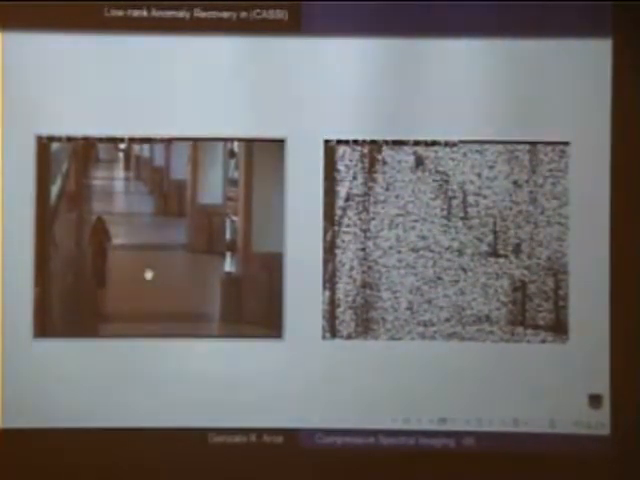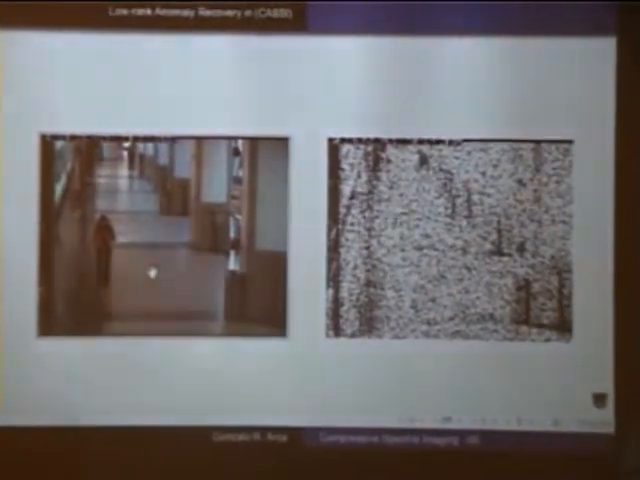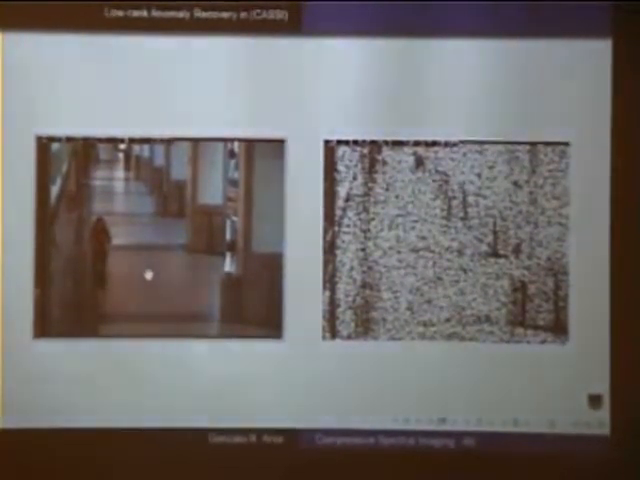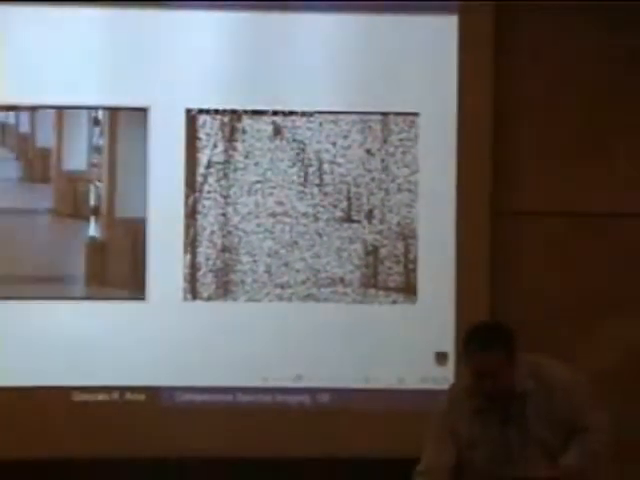Right? So this is what you see. That's the original, right? This is sort of like the cube. That's what I see. It's three bands, three channels, RGB, and spatial dimension, right there. This is what I measure. Those are the guys coming in.